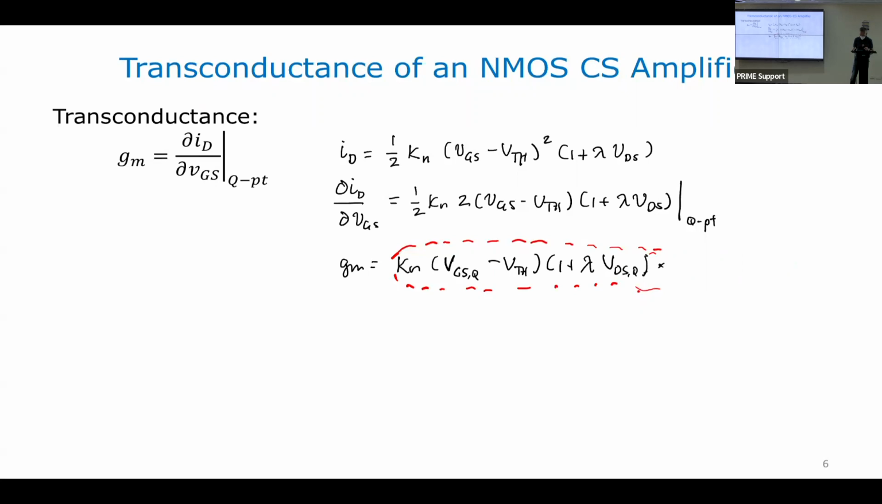Okay, this is multiplied by 2 VGSQ minus VTH over 2 VGSQ minus VTH. No? So I multiply it by 1. Now what is this quantity? This one.